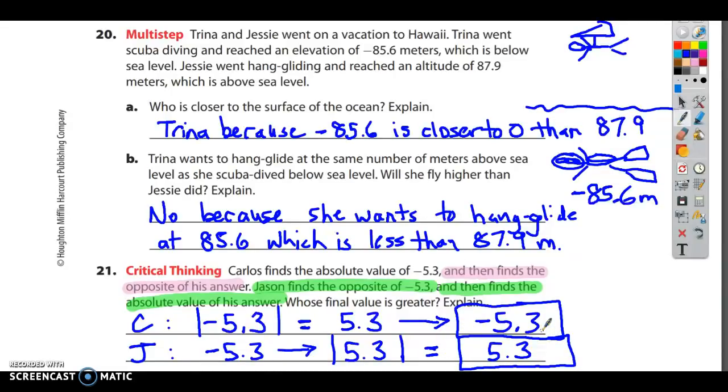So notice very carefully that Carlos ended up with negative 5.3. Jason ended up with positive 5.3. Whose value is greater? Jason. It says explain. I think I already did. So if you have some kind of an explanation like what I do where you show all your work, then that will be acceptable for the explanation. Jason ends up with the positive number, which means it's the greater value. All right, good job. We are done with page 57.